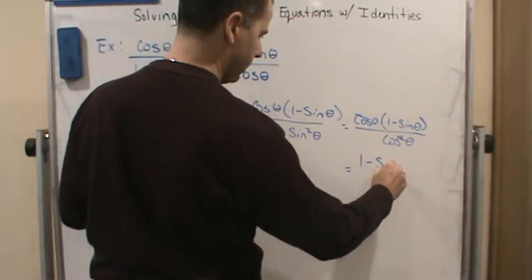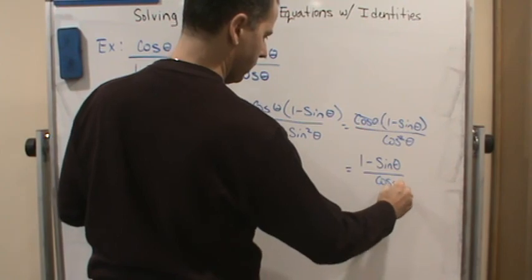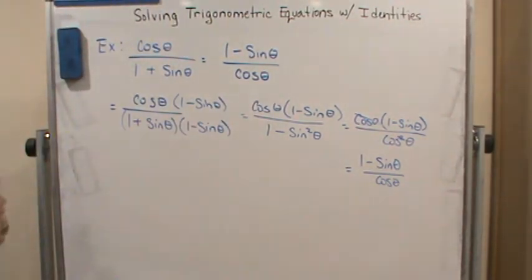1 minus sine theta over cosine theta. And we're done.